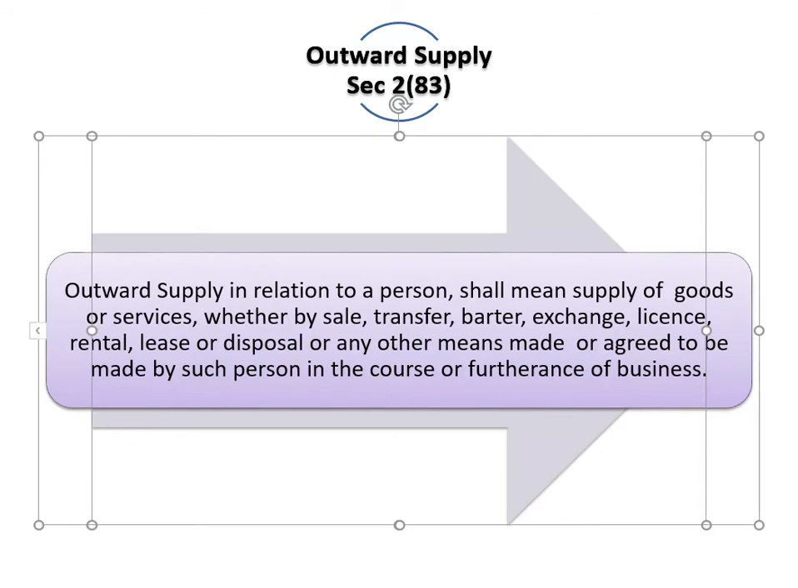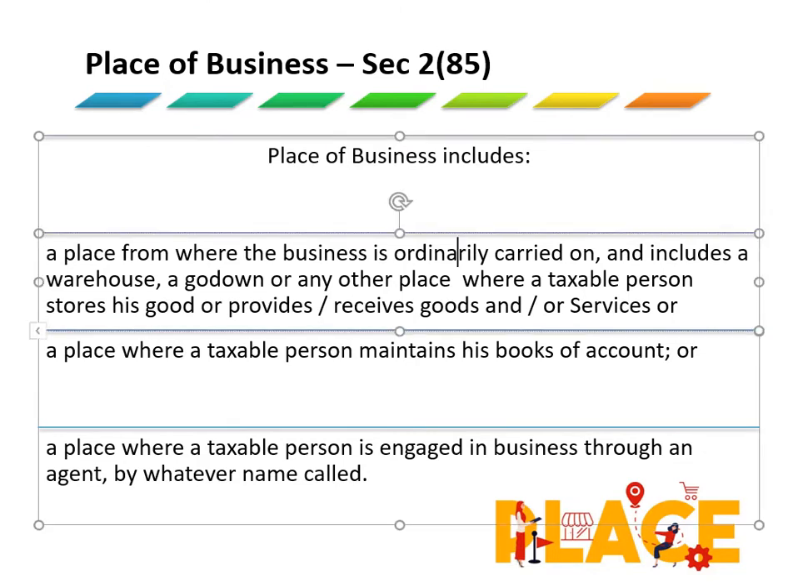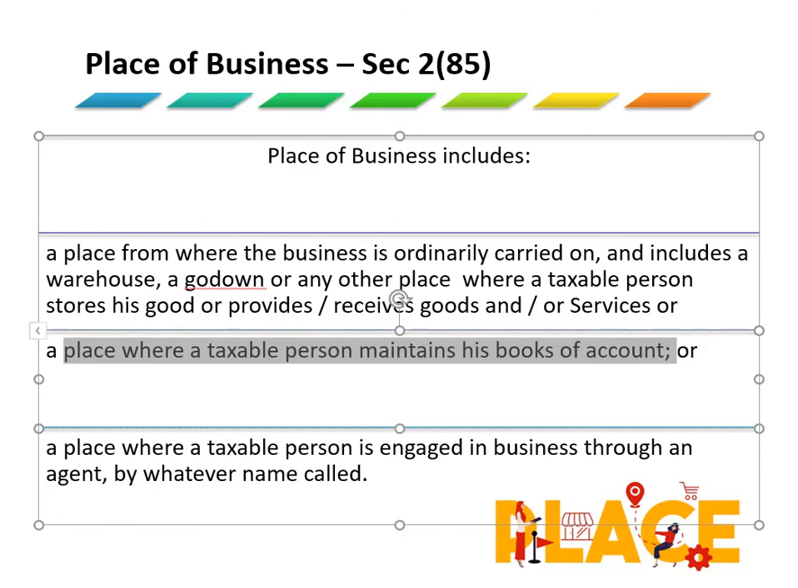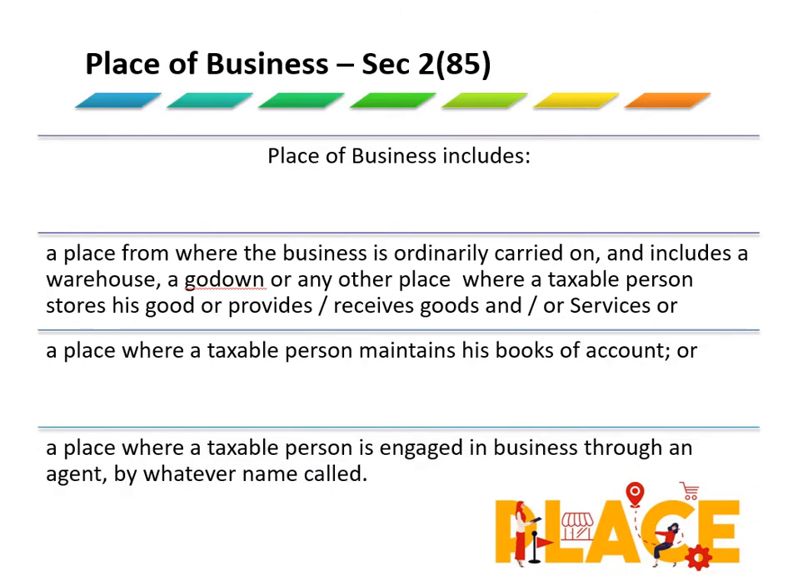Next we have in the picture is place of business. A place of business includes a place from where the business is ordinarily carried on, and includes a warehouse, godown, or any other place where a taxable person stores his goods, provides, or receives goods or services. A place where a taxable person maintains his books of accounts, or where a taxable person is engaged in business through an agent or by whatever name called, is considered to be a place of business.